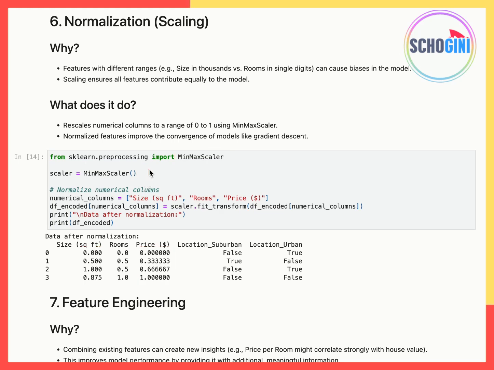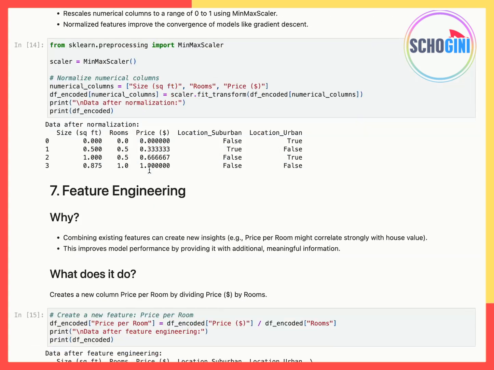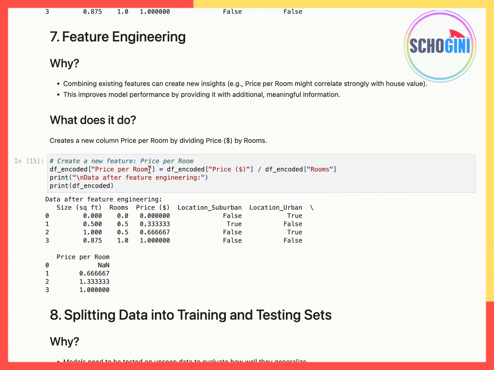Now let's move on to something even cooler. Feature engineering. I like the sound of that already. It's like being a detective, but instead of solving crimes, you're uncovering hidden patterns in your data. You're creating new features from the existing ones. So we're not just working with what we've got. No, we're getting creative. We're making new stuff.